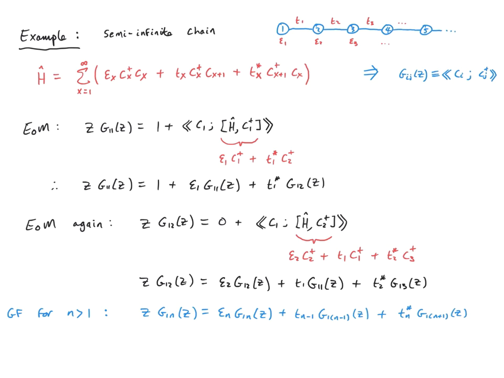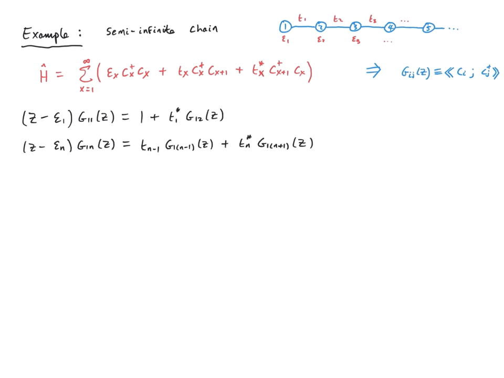Otherwise, I will tell you the trick to it. It's not completely obvious how you can use this information to find a closed form expression for the Green's function G11, but there is a trick, so let me tell you that now. So to summarize, we have two basic equations.